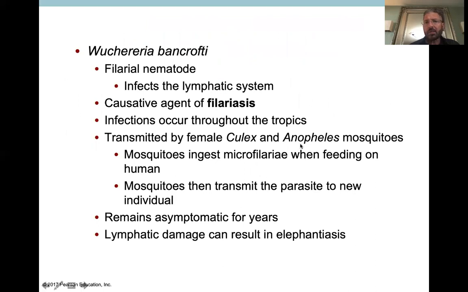Transmitted by the Culex or Anopheles mosquito. The mosquito ingests microfilaria when feeding on the human. Humans then transmit the parasite to a new individual. It remains asymptomatic for years, and lymphatic damage causes elephantiasis with that.